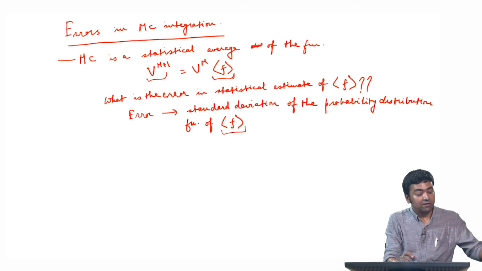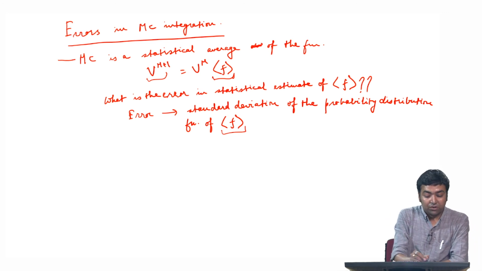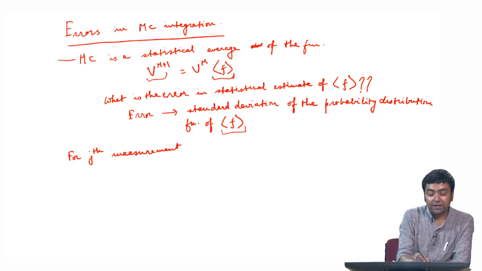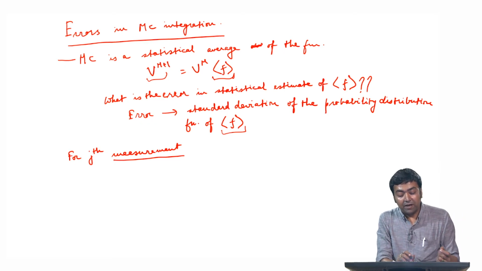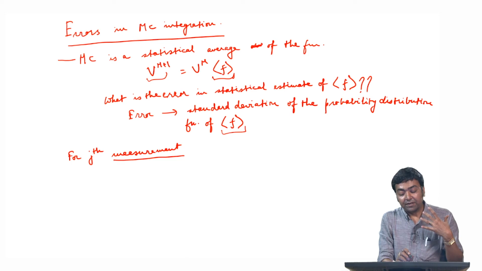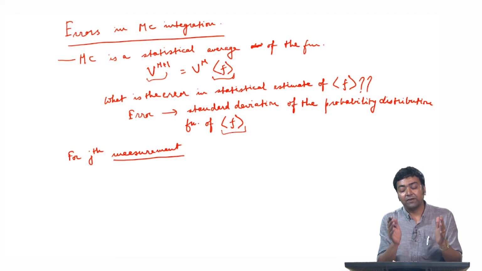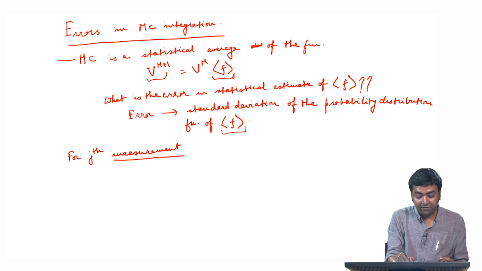So, mathematically the way you will represent it is in the following way. Suppose for the jth measurement, and when I say measurement, remember what I am talking about is that for each jth measurement I use a set of random numbers which are completely different from the j minus 1th measurement, and I compute the average value of the integral.